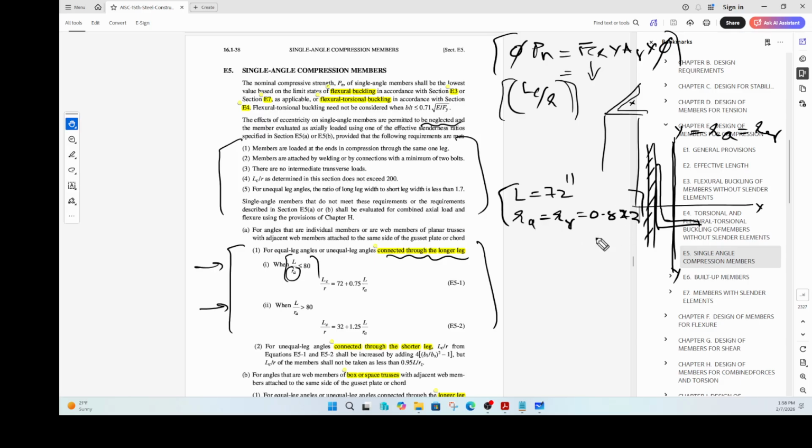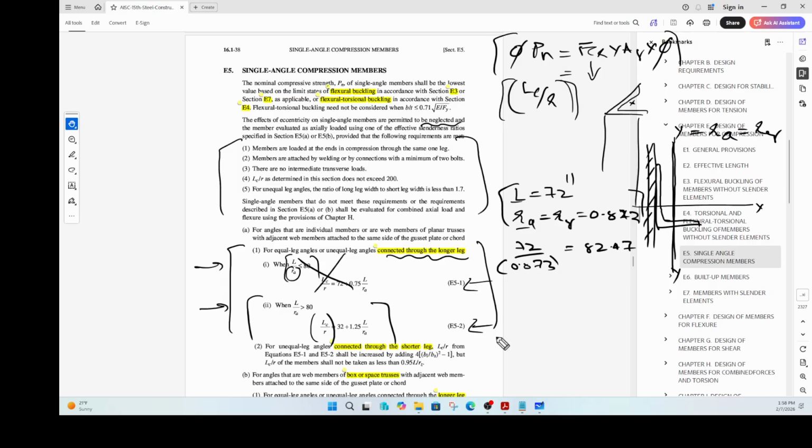But the idea is to calculate the L by RA value, right? So if you calculate your L by RA, which is 72 divided by 0.873, this is 82.47 for the angle that we are talking about, which is greater than your 80 limit. So this doesn't apply. So you'll actually find out your LC by R value. Again for an angle, you will have to amplify it based on this equation or this equation.